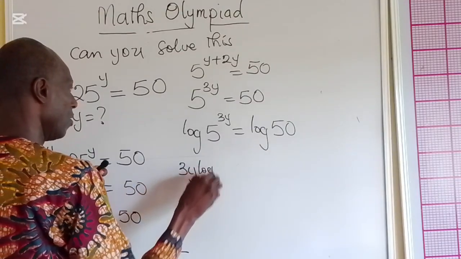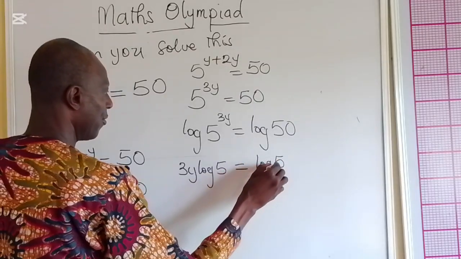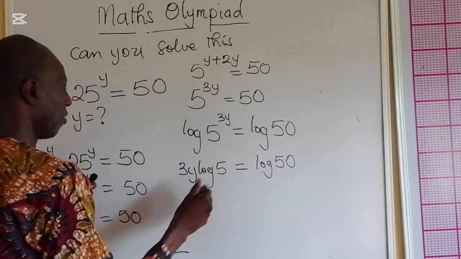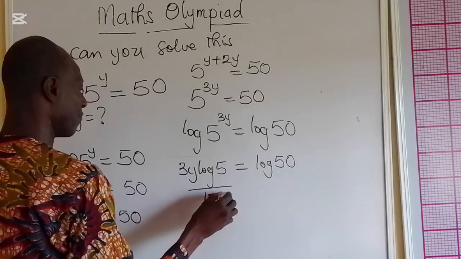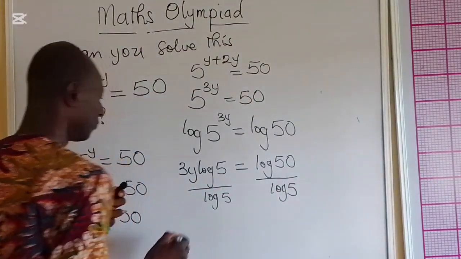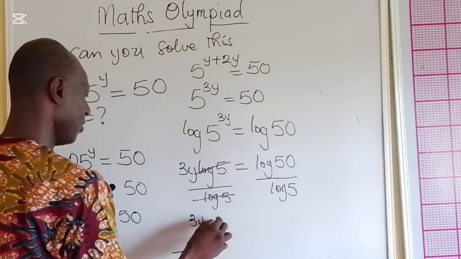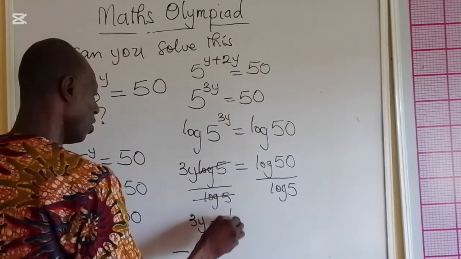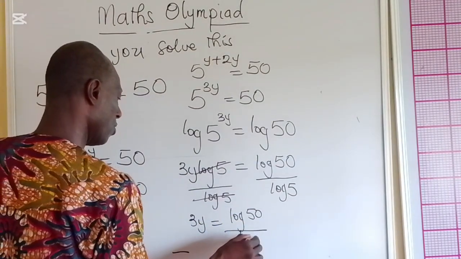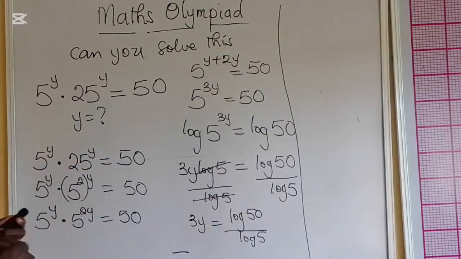So here will be 3y log 5 is equal to log 50. I will divide through by log 5. So if I divide through by log 5, you will be divided by log 5 also. This will cancel this. So you are left with 3y is equal to log 50 over log 5.